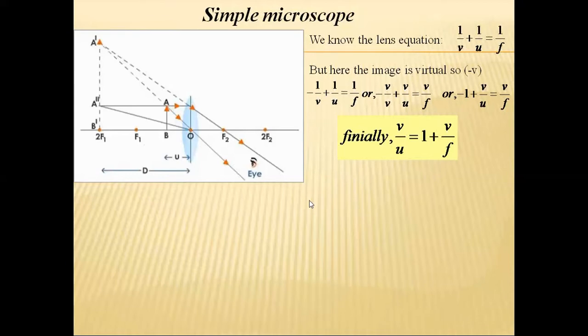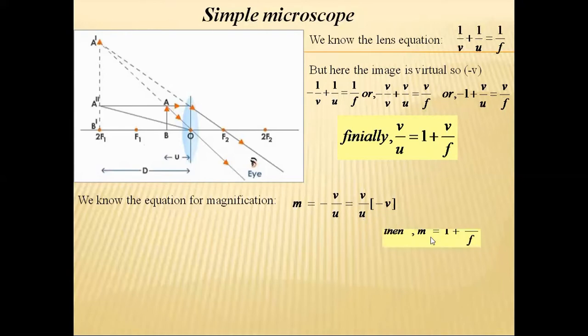And we know that the equation of magnification is M = -v/u, and as the image of this situation is virtual, we put the negative value, so we get M = v/u. And we know the value of v/u is 1 + v/f, so putting the value, we get the magnification M = 1 + v/f.